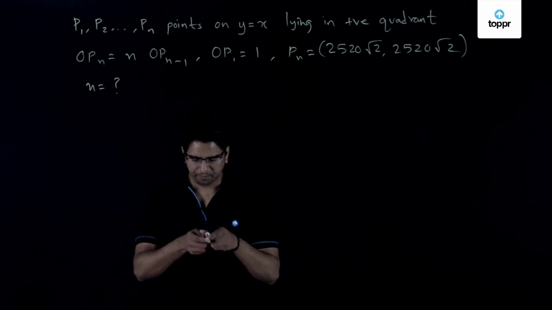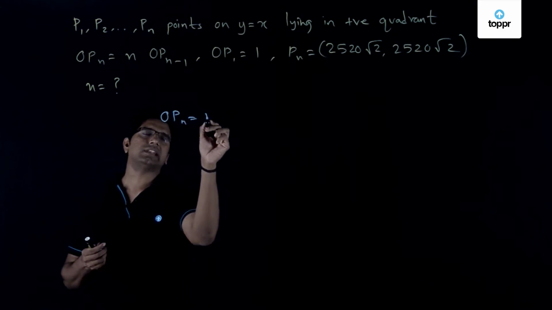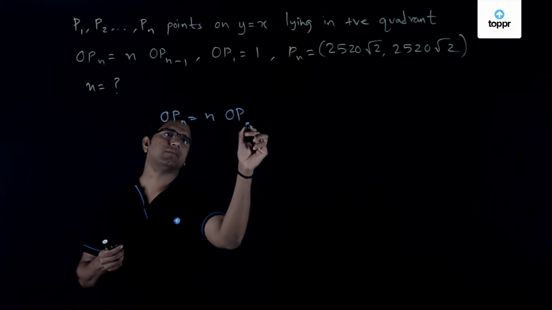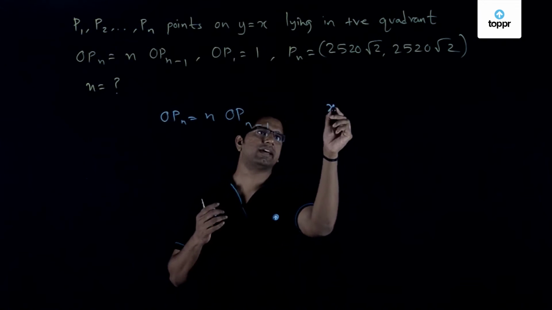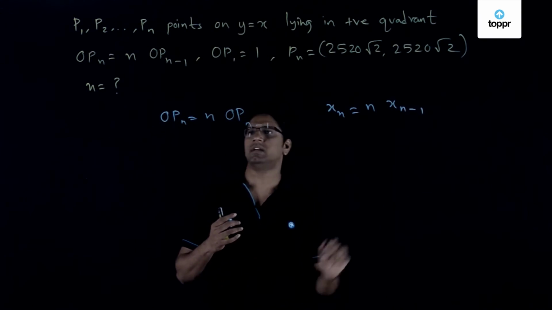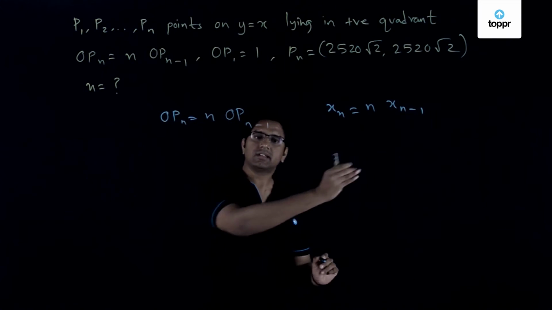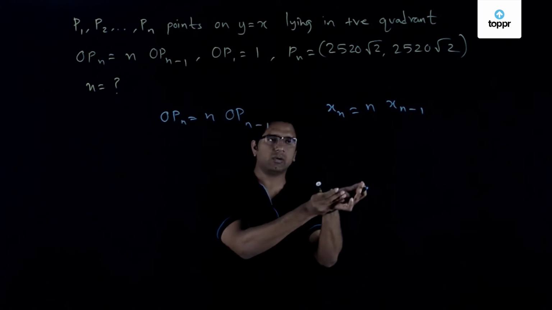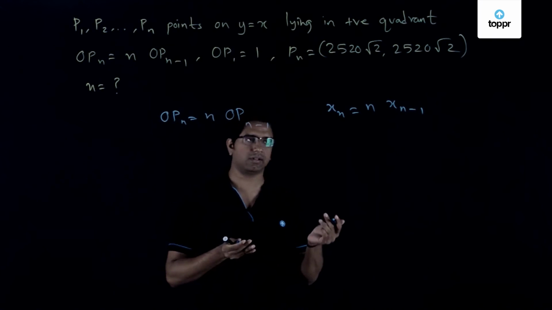So it is given that OPn equals n times OPn minus 1. So if you have a look at this sequence wherein the nth term is given as n times xn minus 1, and further the first term is given to be equal to 1, then it's straightforward to conclude that this sequence that we are looking at is the factorial sequence.